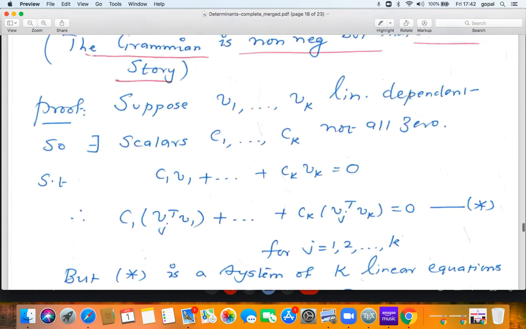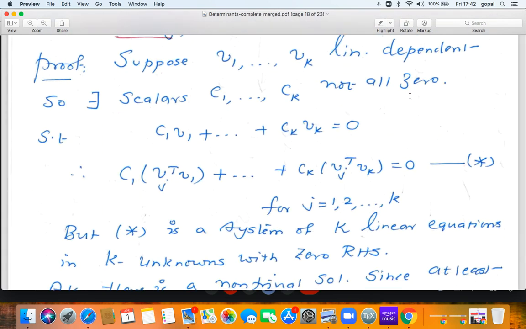Suppose that the vectors v1, v2, ..., vk are linearly dependent. That means there are scalars c1, c2, ..., ck, not all 0, such that c1 v1 plus ... plus ck vk is 0. Multiply by Vj transpose on the left, and then we get c1 times Vj transpose V1 plus ... plus ck times Vj transpose Vk is 0. So let j run from 1 to k.